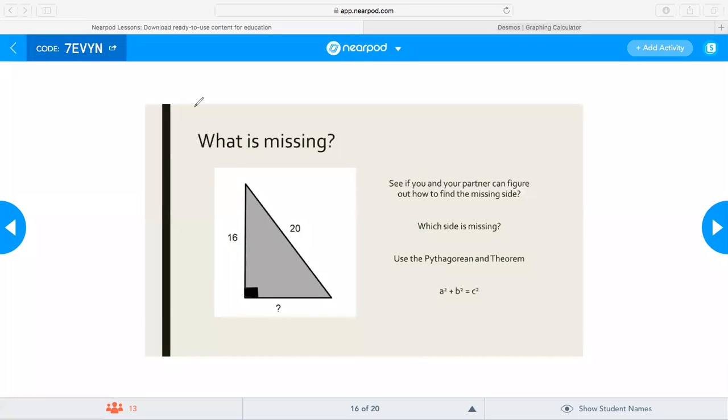So what's the first thing we always need to do? Label. So I'm going to label: the question mark is A, 16 is B, and the hypotenuse is always C. The hypotenuse is always labeled C.